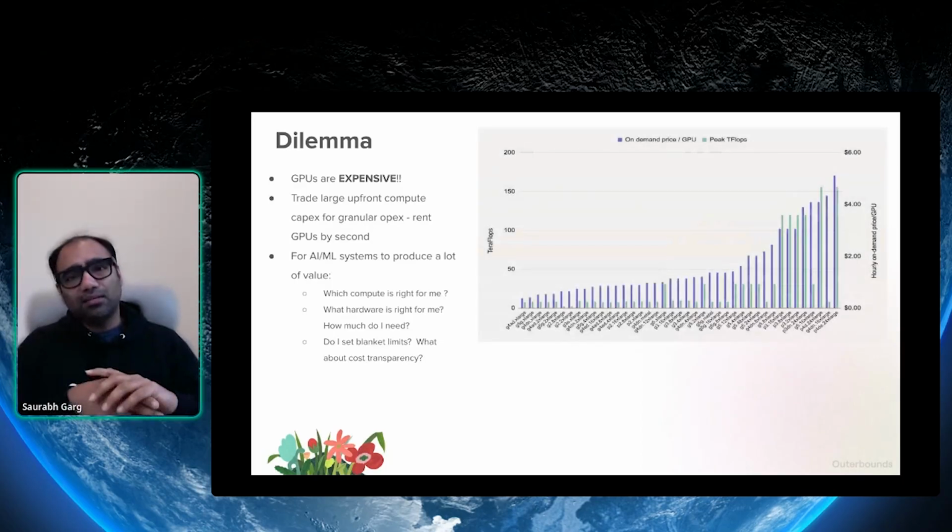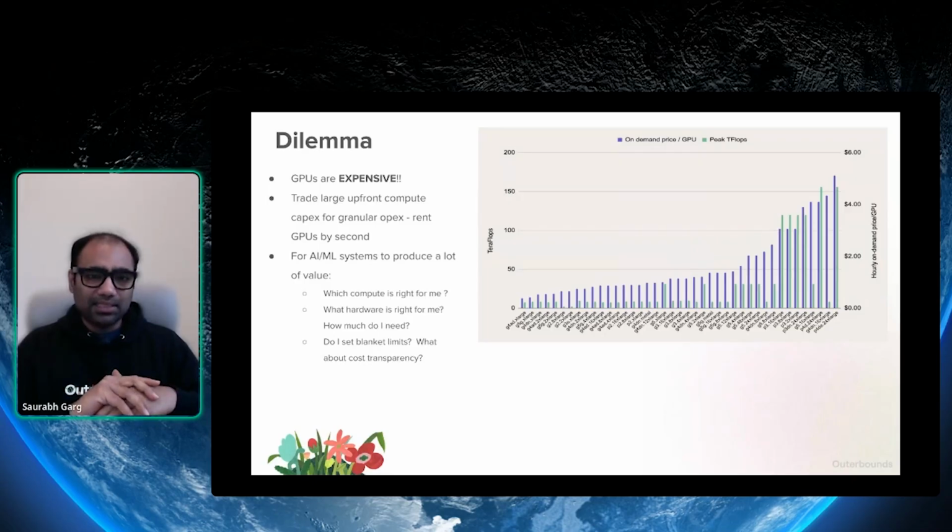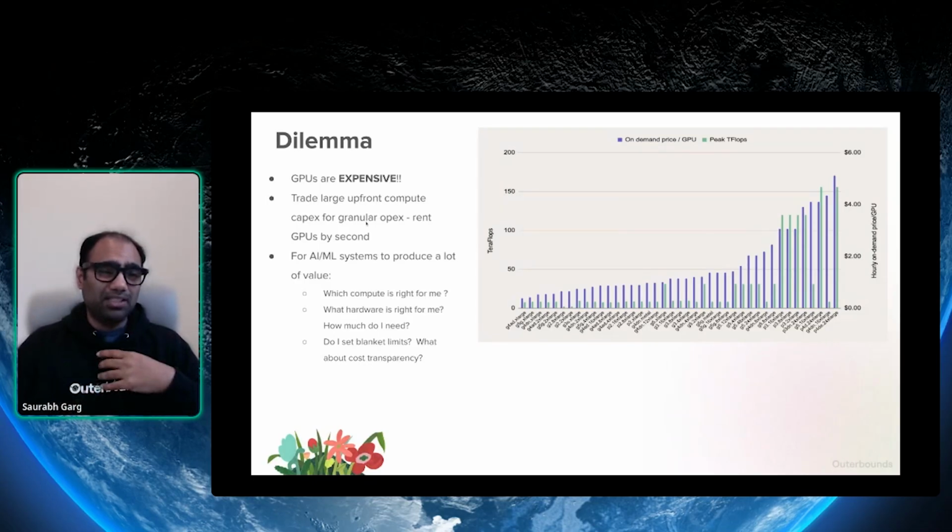If you were to think about what GPUs are actually available, I've taken the example of AWS and the GPU instance types that they allow you to rent out. There are about 40 plus GPU instance types that you can rent from AWS today.